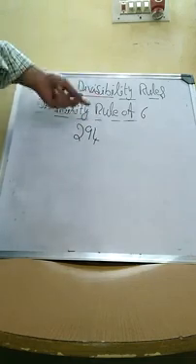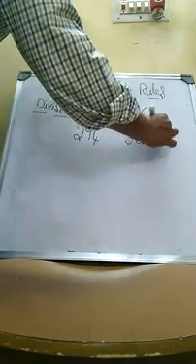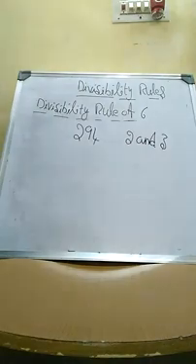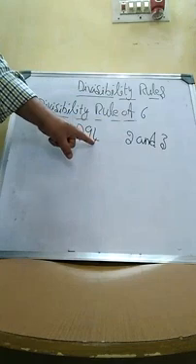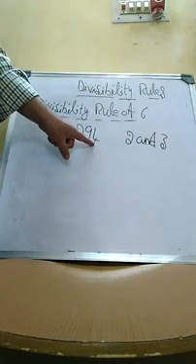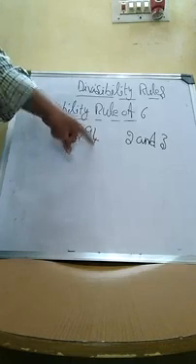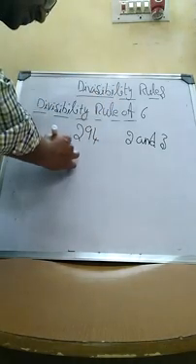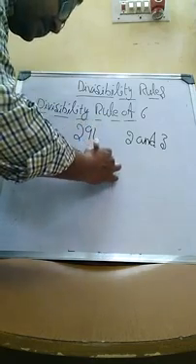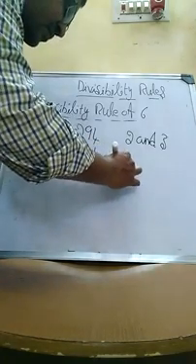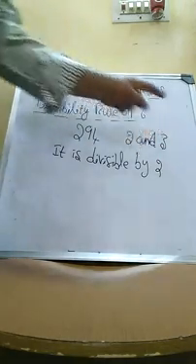Before checking 6, we have to check whether this number is divisible by 2 and 3 or not. So first with 2. According to the divisibility rule of 2, if the last digit is 0, 2, 4, 6, 8, then that number is divisible by 2. Here the last digit is 4, so 294 is divisible by 2.